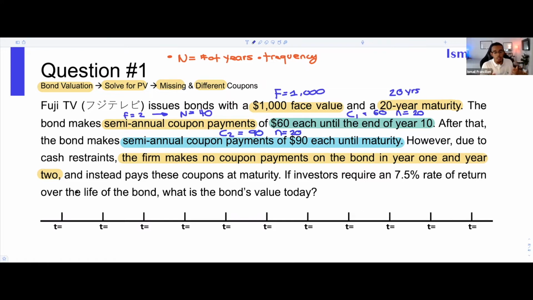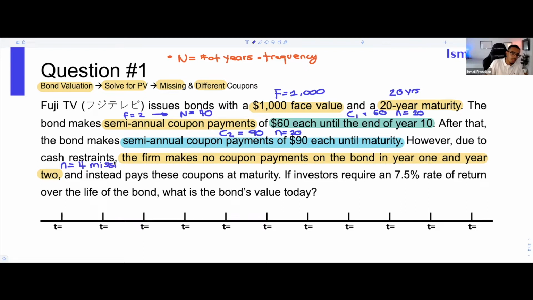So if I could ask somebody in the chat, how many total payments are we missing? How many total payments are we missing in these first 2 years? If we're missing payments in year 1 and year 2, Waleed, I love it. Thank you so much for participating. Yusra, thank you so much. Shane, thank you so much. So we're missing 4 coupon payments.